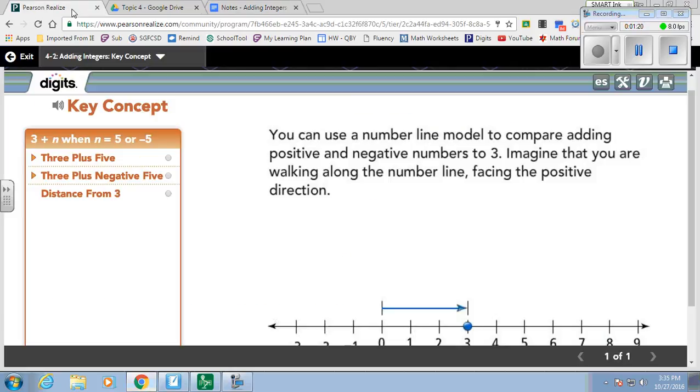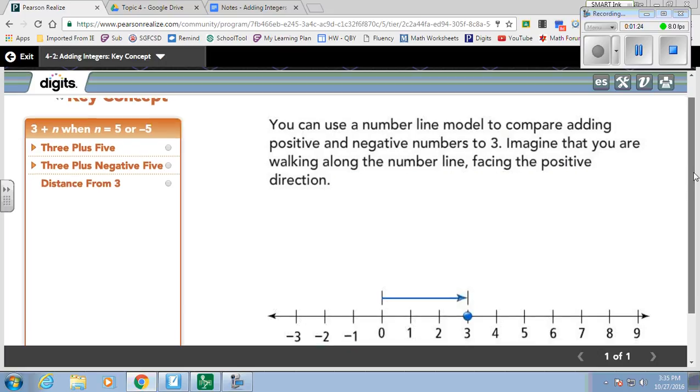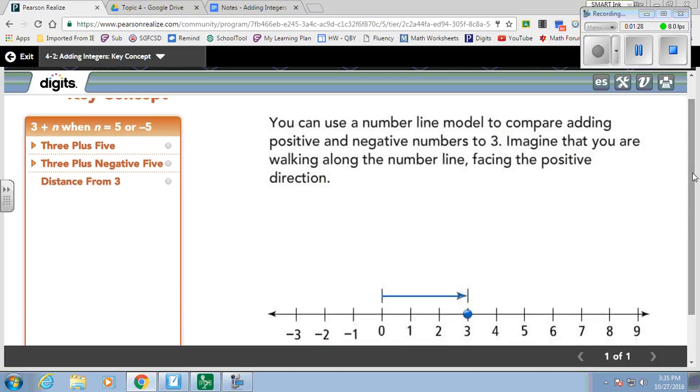Fine. You should recognize this from last year, that they talked about that you can use a number line model to compare adding positive and negative numbers to 3. They're specifying 3 here as the number that they want to add to. So they're imagining that you are walking along the number line facing the positive direction. I want you to notice that they've started at 0. They always start at 0 and then they move along to 3.